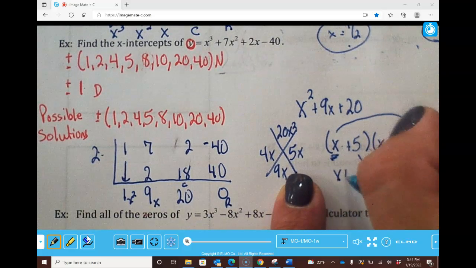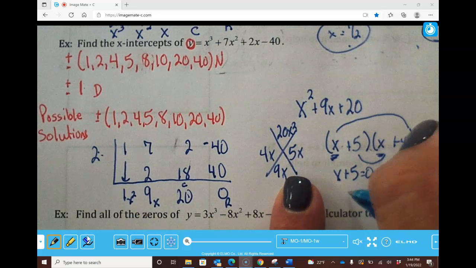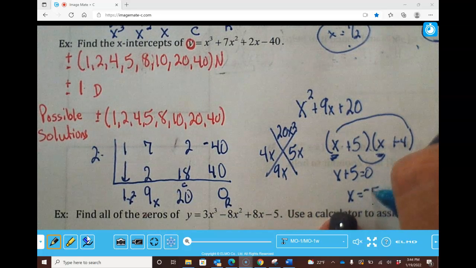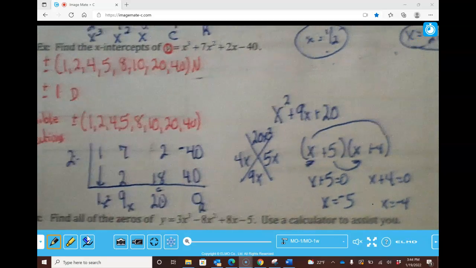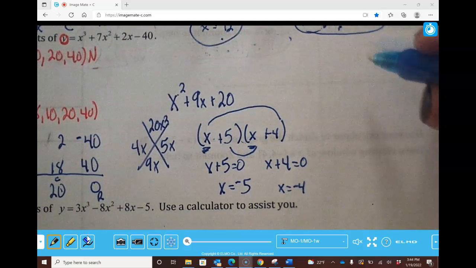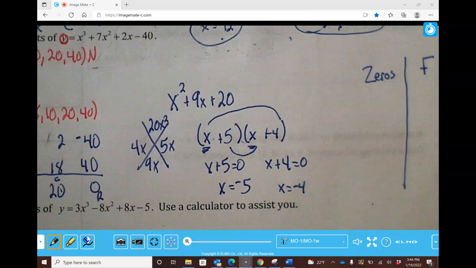And now I can set my factors equal to 0. And in both situations, I'd subtract the value over to the other side, so I get -5 and -4. So going back to what I did before, over here, what are my final zeros? What are the factors that got me there?